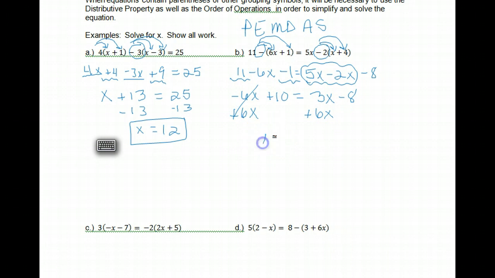Those make 0, and we have 10 equals 9x minus 8. We now have a two-step equation that we can solve. The first thing that we need to undo is the subtraction. We undo subtraction with addition, so we will add 8 to both sides. 10 plus 8 is 18 equals 9x. Divide both sides by 9, and x equals 2.